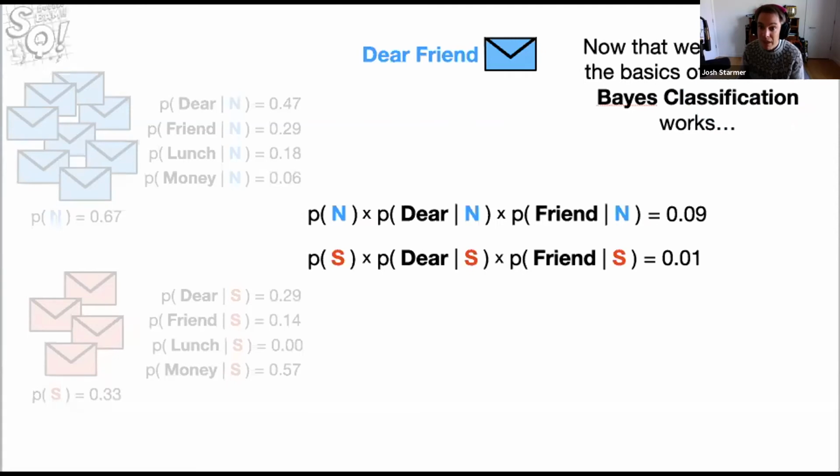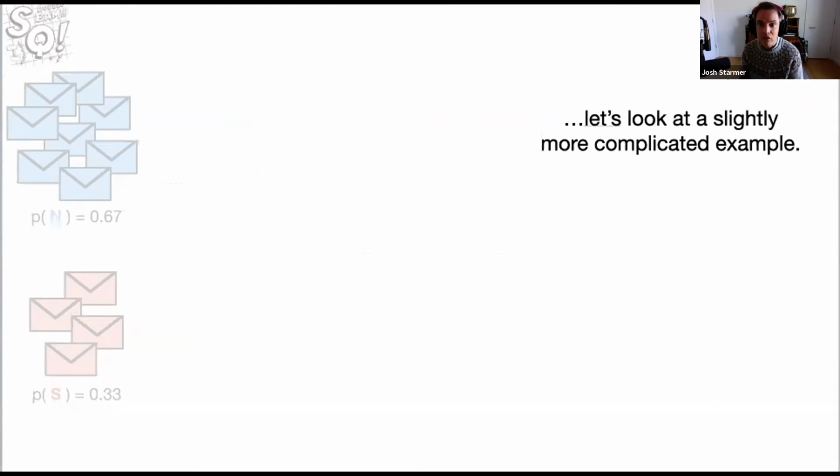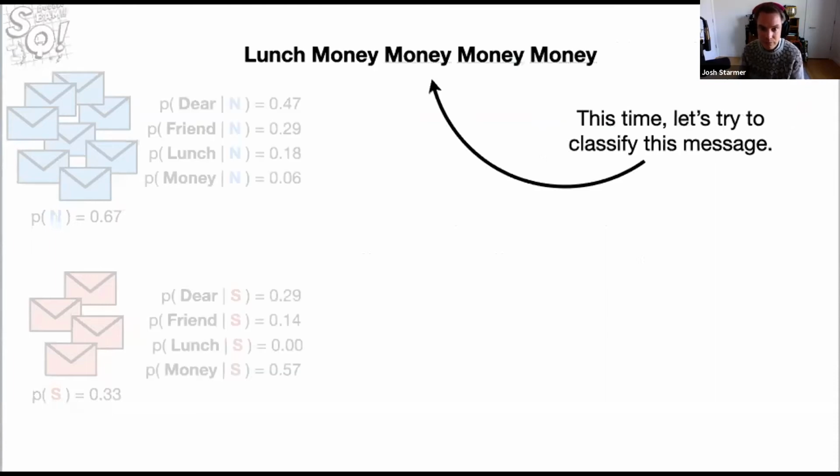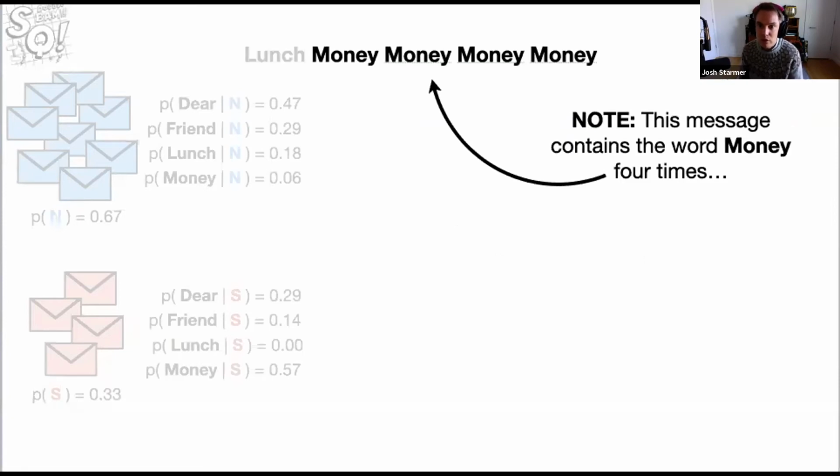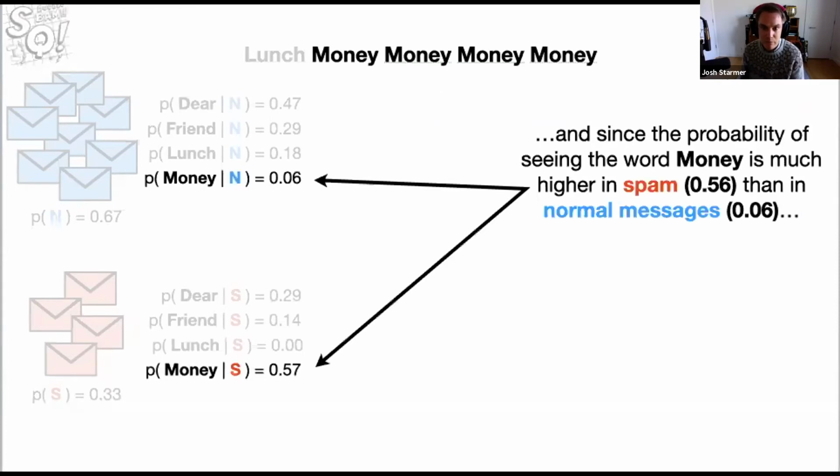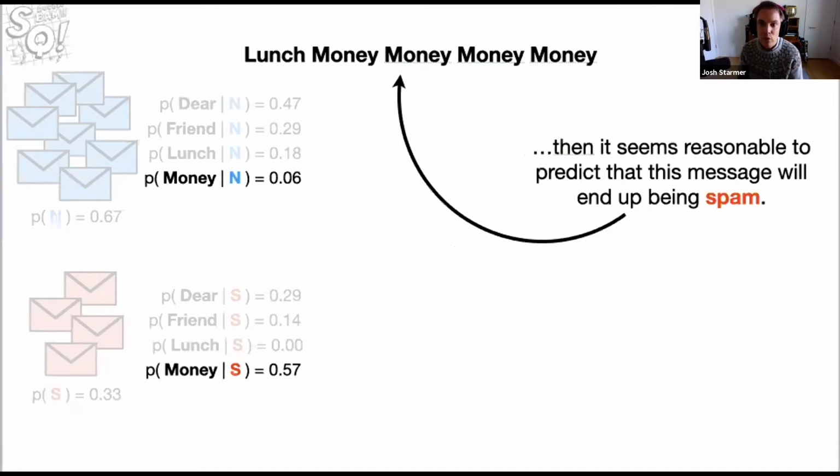Now that we understand the basics of how naive Bayes classification works, let's look at a slightly more complicated example. This time, let's try to classify this message. So it says lunch, money, money, money, money. Note, this message contains the word money 4 times. And since the probability of seeing the word money is much higher in spam than in normal messages, then it seems reasonable to predict that this message will end up being spam.